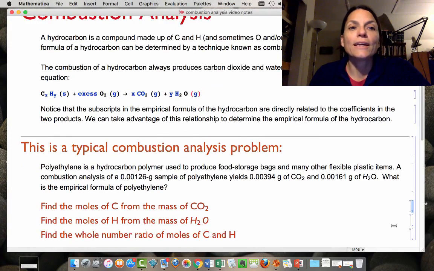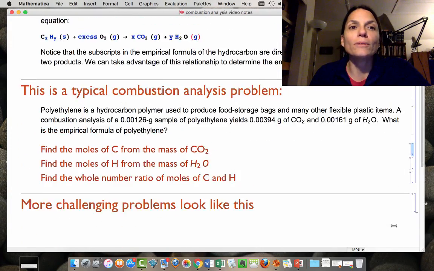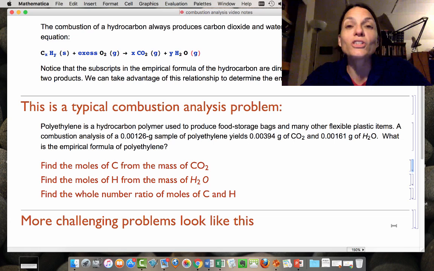Here is a typical combustion analysis problem. We have a hydrocarbon, polyethylene. It's a polymer, so it's a very large hydrocarbon. We're going to find the empirical formula, and remember, the empirical formula represents the lowest whole number ratio of the elements in the compound. This compound, polyethylene, is a polymer of just carbon and hydrogen.